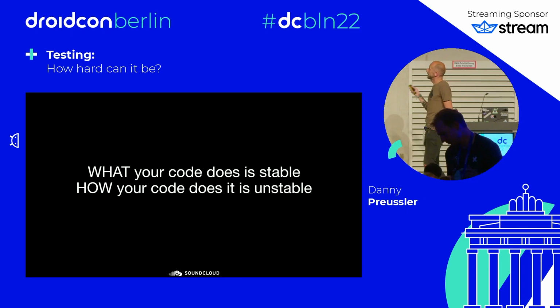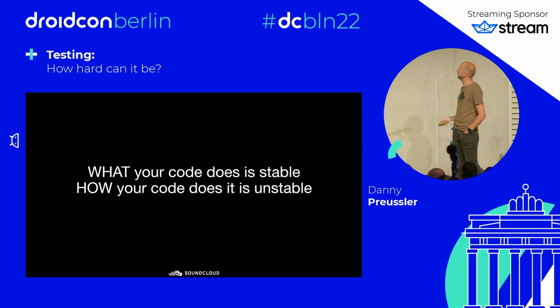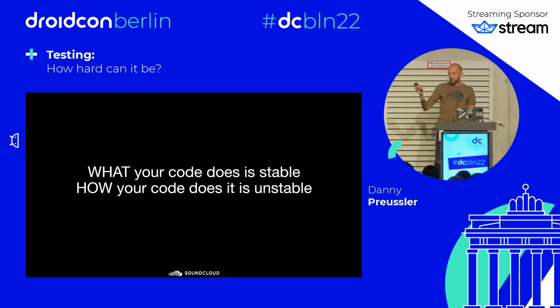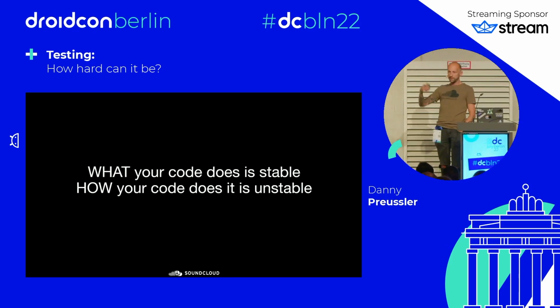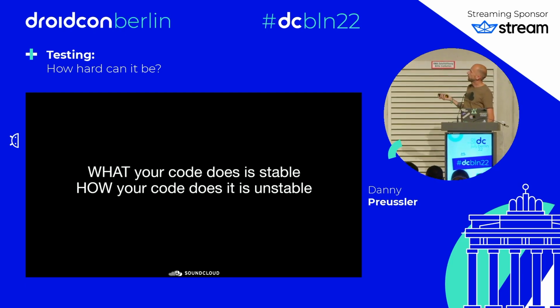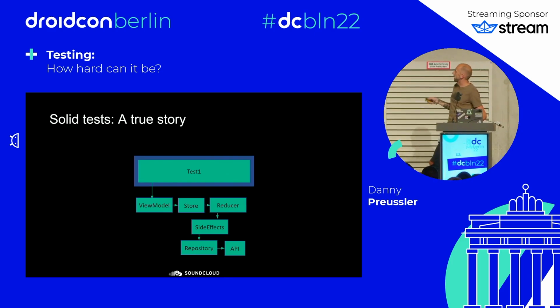What your code does is stable. We didn't change the app behavior. Customer side, everything is the same. But how the code does it is unstable. We might do MVP today, MVVM tomorrow, MVI, and I don't know what will be the next thing. But should this affect all your tests? Maybe some. So think about it. For us, these tests were actually rock solid because we didn't care. Could we move all these things again, and it would be fine.